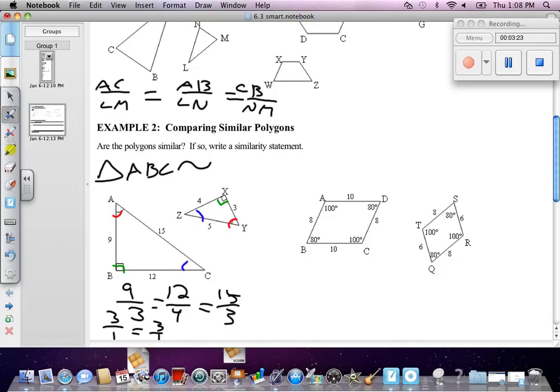So what is corresponding to AB? That would be YX. So we have to list it YXZ. If we don't list them in the same order, it won't make sense. So you have to make sure that the congruent angles line up with each other. A goes with Y, B goes with X, C goes with Z, in the same order. Because 9 over 3 is 3 over 1.